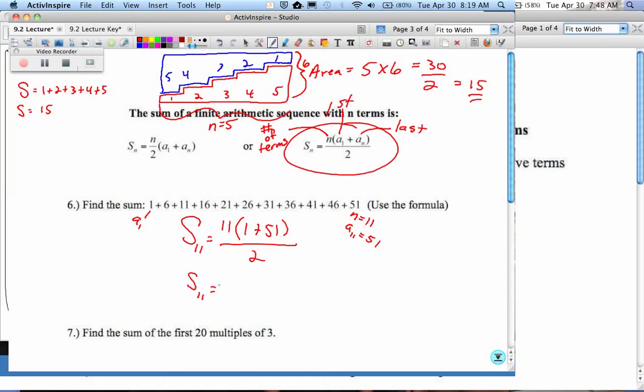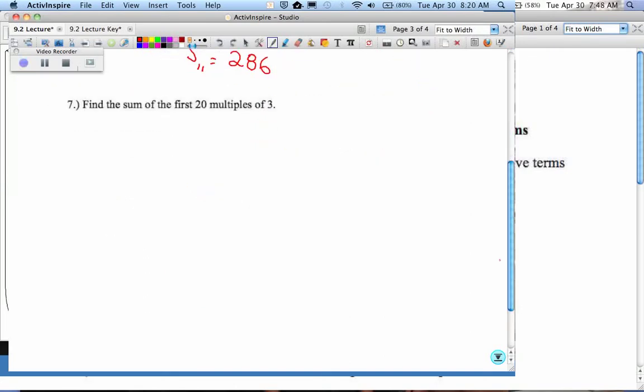What's the sum? 286. Nice. 1 plus 51 is 52, times 11, and then divide by 2. Get it? Yes, definitely make sure it's arithmetic before you start using the formula.